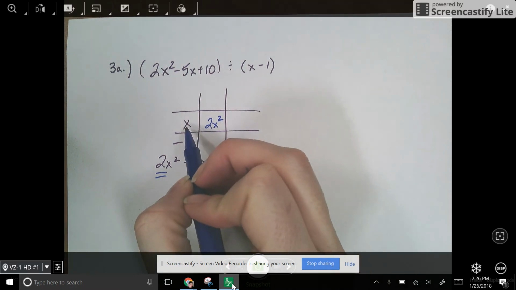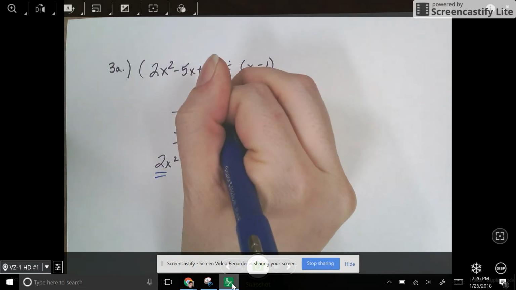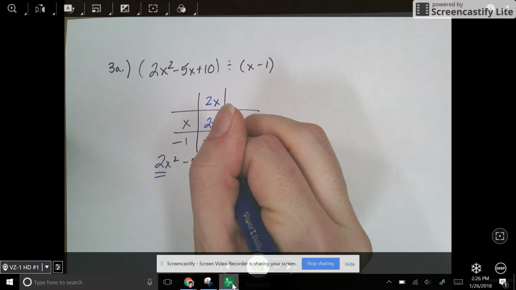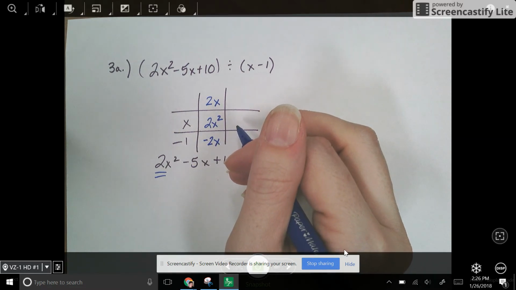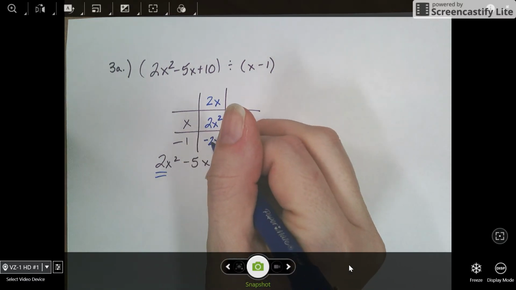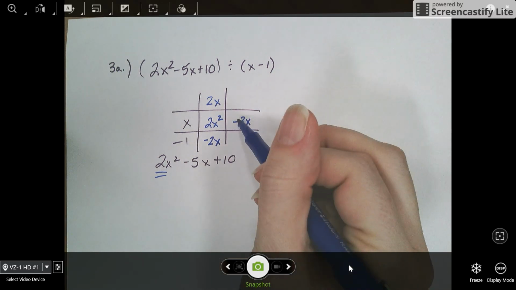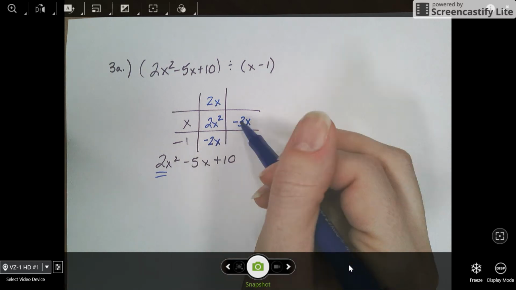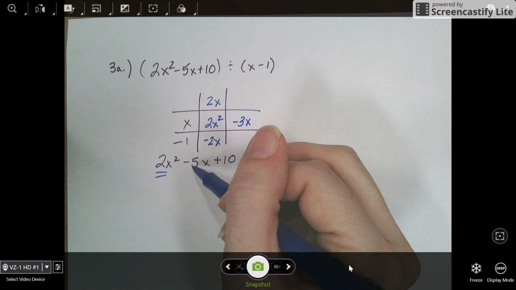And I asked myself, how many times would x go into 2x squared? And it would be 2x. Multiply my row and my column. Now, different people find this box different ways. One way to find it is to do -5 minus 2, and you would get a -3. Or you could say what plus -2 would give you -5. Either way, you end up with -3 because these diagonals add to this value here.